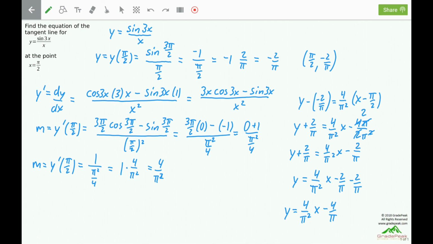It might look a little strange at first, but remember, pi is just a number, so 4 over pi squared, the slope, is just some kind of number. It's 4 over 3.14 quantity squared, and then minus 4 over pi, again, some number. So this is a number times x, combined with a number, it's actually in the slope-intercept form. And this will represent the equation of the tangent line to that function y at the point x equals pi over 2. It's y equals 4 over pi squared x minus 4 over pi.